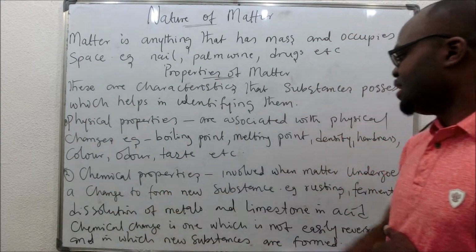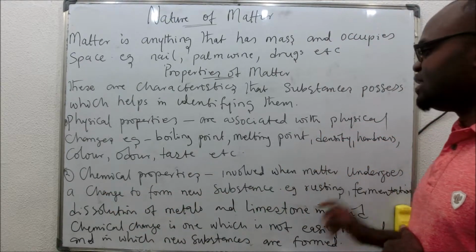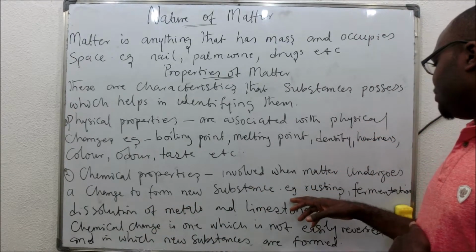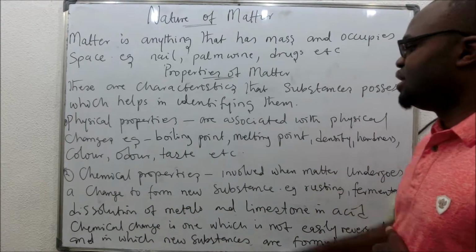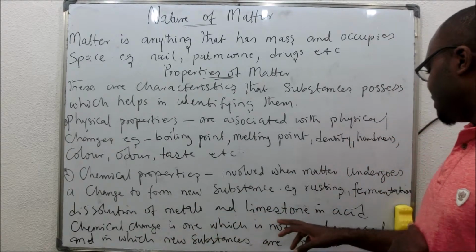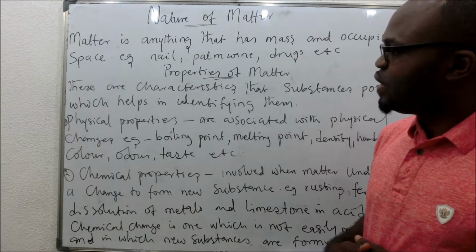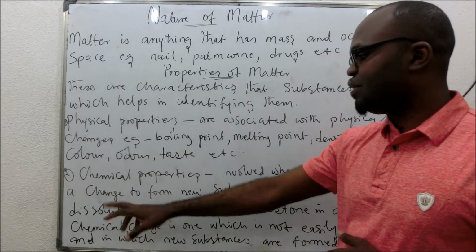Chemical properties are those involved when matter undergoes a change to form a new substance. Example is roasting, fermentation, dissolution of metals and limestone in acid. Now, we have physical change and chemical change.